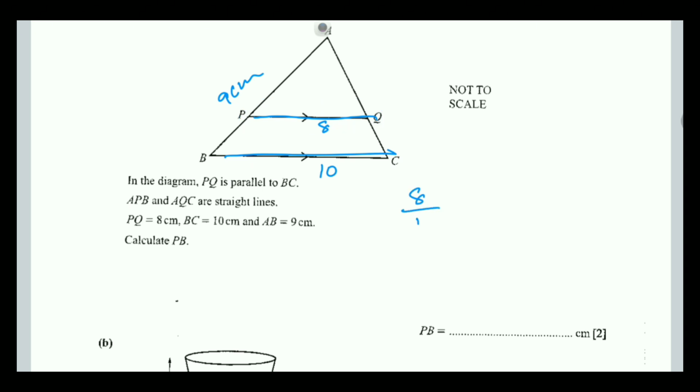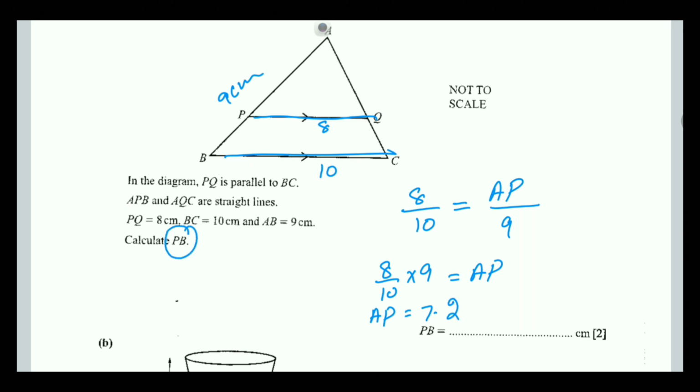So 8 over 10 will be one ratio. The other ratio will be, yes, this is AP. So how we will find it? By cross multiplying. 8 by 10 multiply 9 is equal to AP. That is, AP is equal to 7.2. So we have to calculate PB. How to find PB? PB is equal to AB minus AP. So AB is 9 minus 7.2 and that will be 1.8. This will be your final answer.